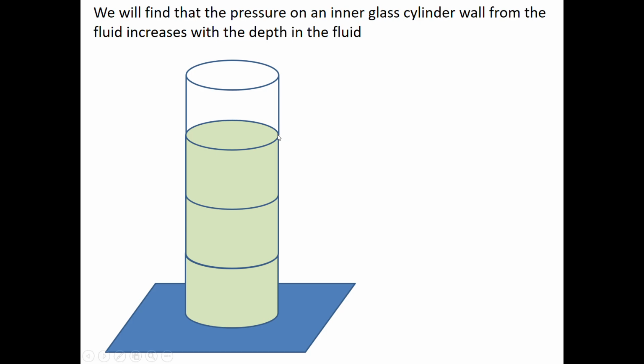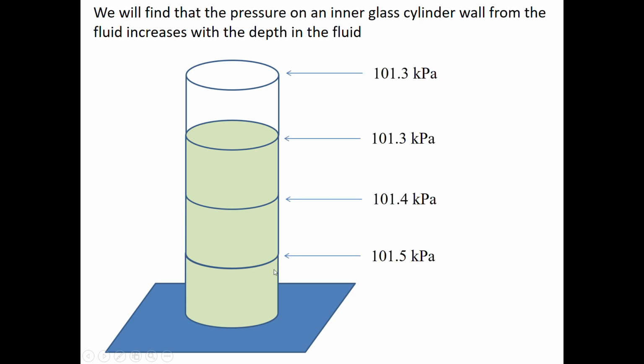So we'll find out later on that the pressure actually increases as you go down in the fluid, so that if we made some measurements, we might find out that up here at the surface of the fluid, it's 101.3 thousand pascals, and then it starts increasing slightly as we go further down in the graduated cylinder. In fact, the pressure on the inside of the glass cylinder is still 101.3 kilopascals up here, even when there's just air on the inside.